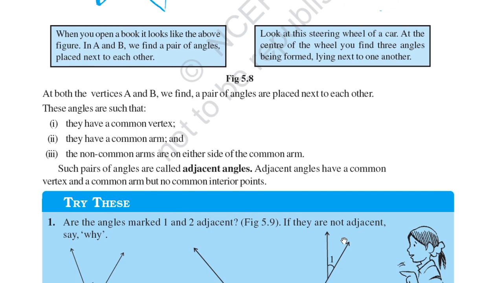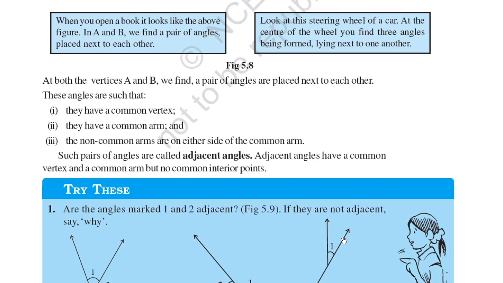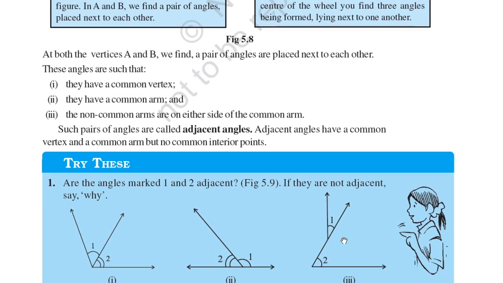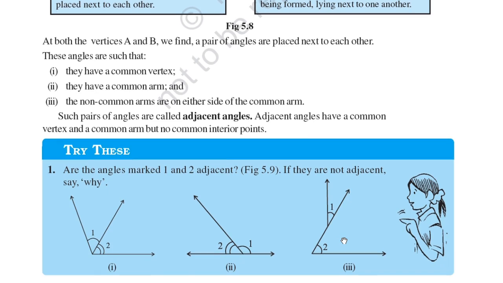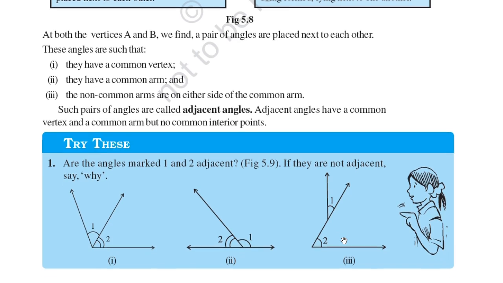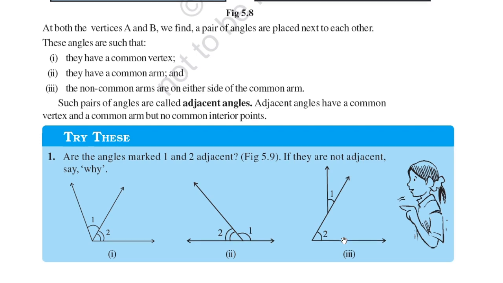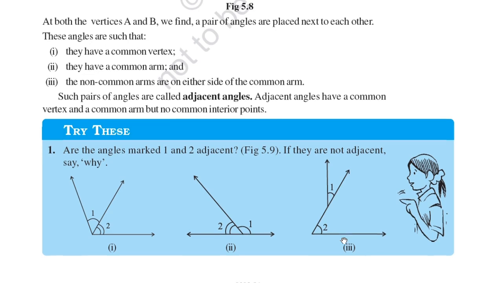So when there is an adjacent angle, there is a common vertex. They have a common arm, and the non-common arms are on either side of the common arm. Such a pair of angles is called adjacent angles. Adjacent angles have a common vertex and a common arm, but no common interior points. So there are no interior points.